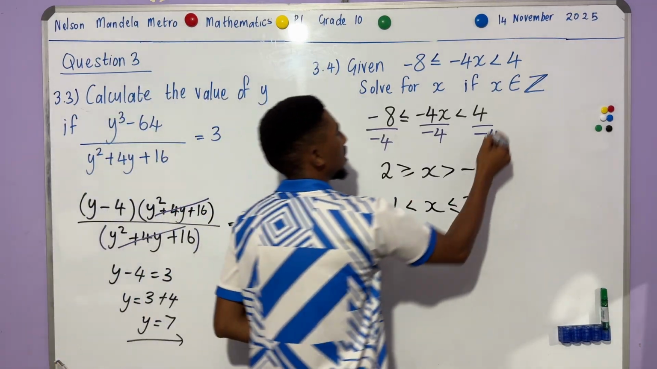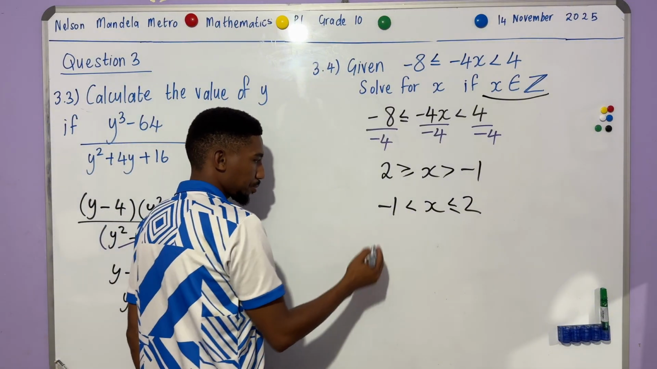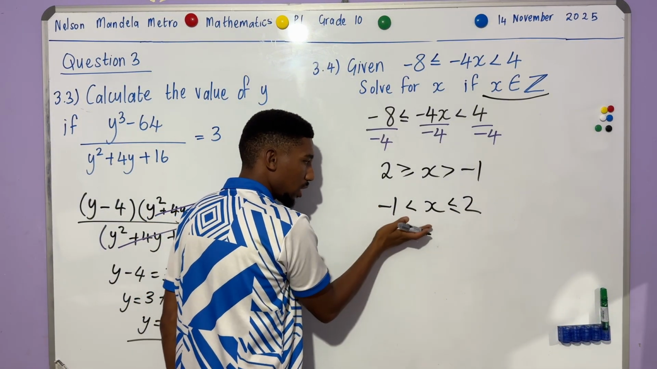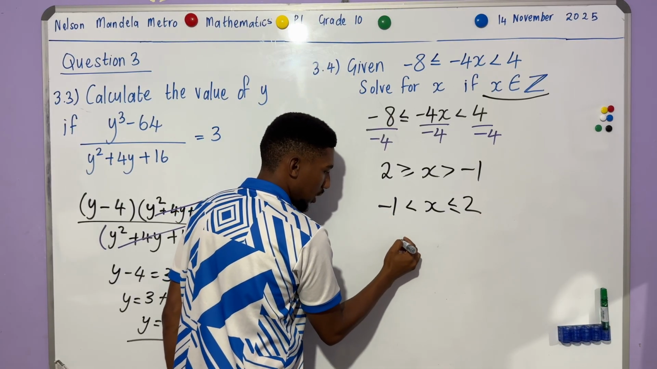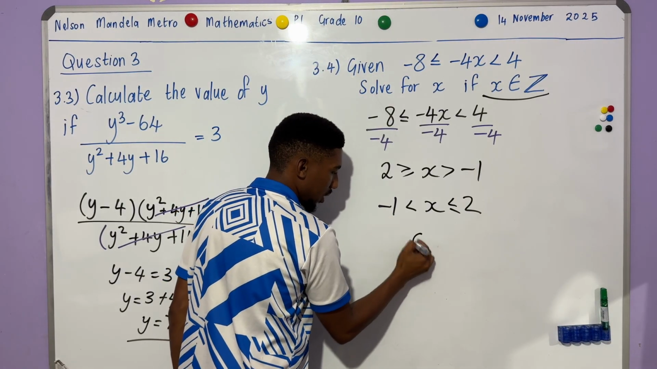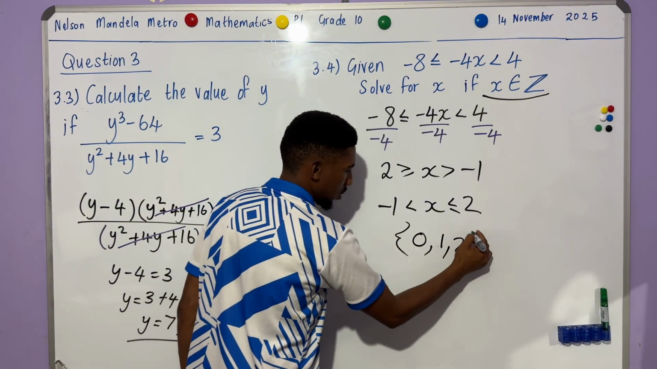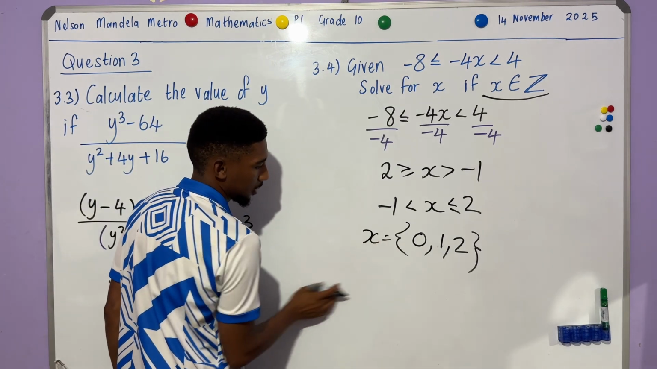Because they've given us this indication that x is an element of integers, we can now state that x is not equal to -1. It's in between -1 and 2, but it's also equal to 2. So we can say our answers are 0, 1, and 2. You can say that x is equal to that.